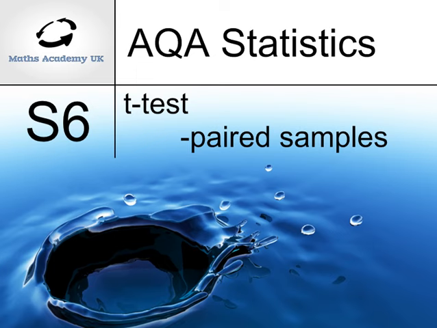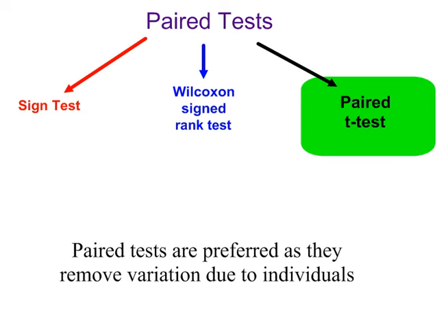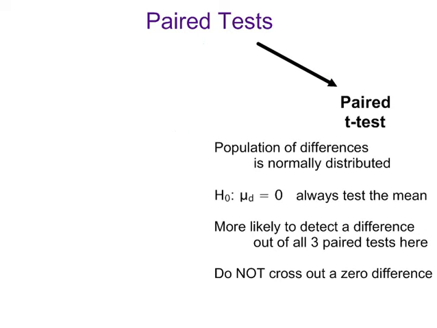The t-test for paired samples. From these three paired sample tests, the t-test is more likely to detect a difference. This is one of the conditions for the paired sample t-test, that the population of differences are normally distributed.